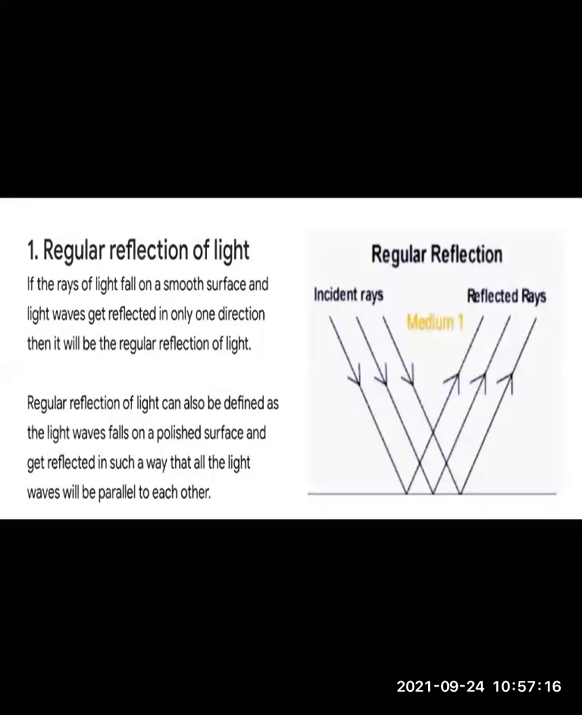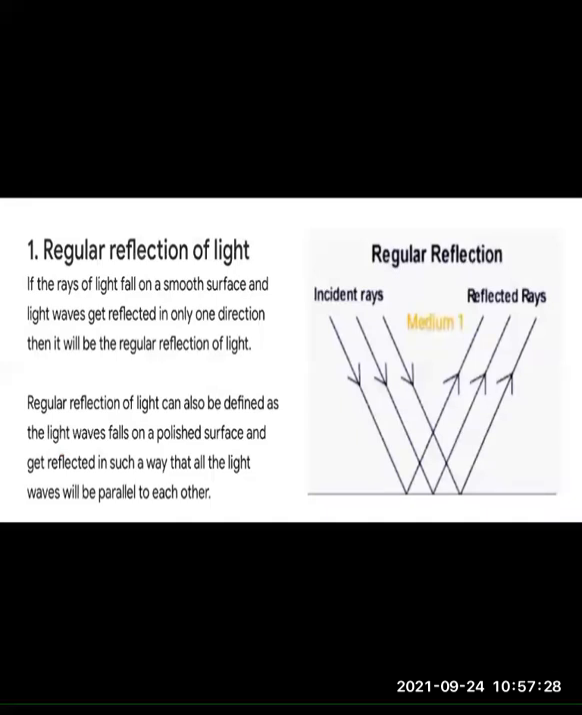So we will now see what is regular reflection. If a ray of light falls on a smooth surface and the light ray gets reflected only in one direction, there will be regular reflection of light. Regular reflection of light can be defined as light waves falling on a polished surface and getting reflected in such a way that all the light waves are parallel to each other.